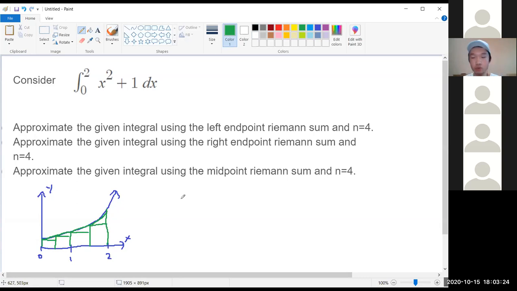The notation we usually use is the letter A with the subscript L for area, left endpoint. Let's do one rectangle at a time. For the first rectangle, what's the length and the width? Or length and height, whatever. 0.5 and 1.